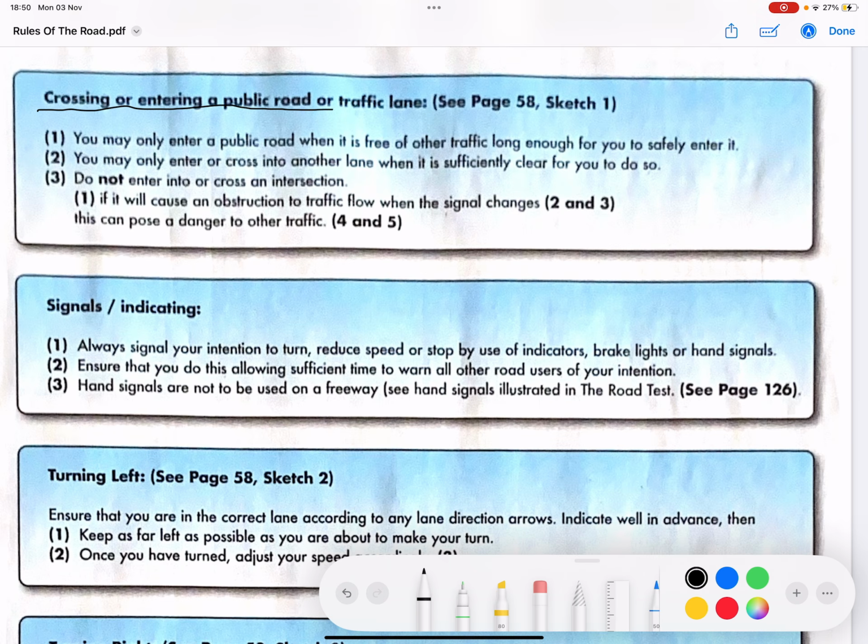Crossing or entering a public road or traffic lane. You may only enter a public road when it is free of other traffic long enough for you to safely enter it. Okay? You may only enter or cross into another lane when it is sufficiently clear for you to do so.